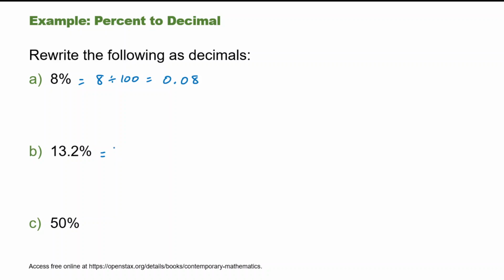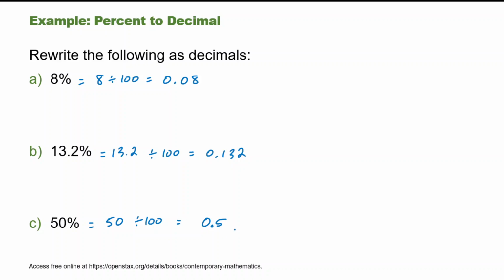Well, 13.2% is equal to 13.2 divided by 100, which as a decimal is 0.132. Part C, 50%. 50% is equal to 50 divided by 100, which is equal to 0.5.